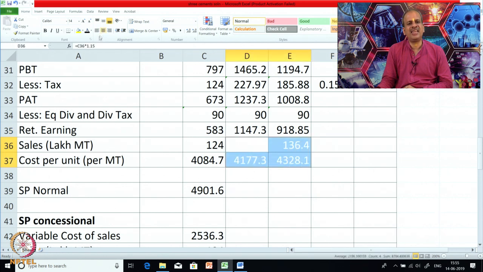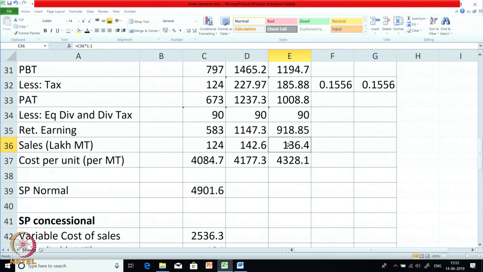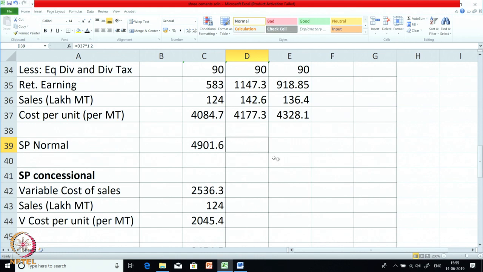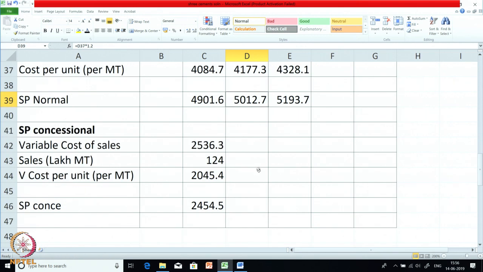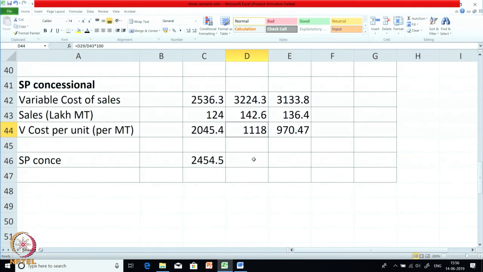Now look at the sale in terms of quantum. For optimist, sale increases by 15%, for pessimist sale increases by 10%, and this is the cost per unit for optimist and pessimistic. Now the sale prices, normal optimist will be 5012, pessimist will be 5193. This you know how it is calculated, we get cost per unit and add 20%. For concessional, you will have to calculate first the variable cost. Now the variable cost is taken total, you know the sales, sale quantum, compute the variable cost per unit and add 20%. This gives us a concessional price.